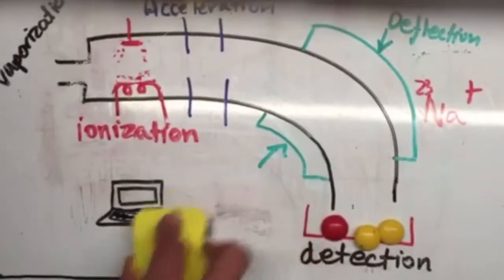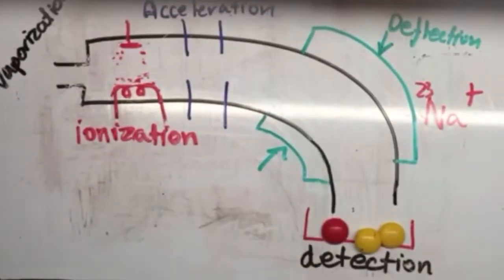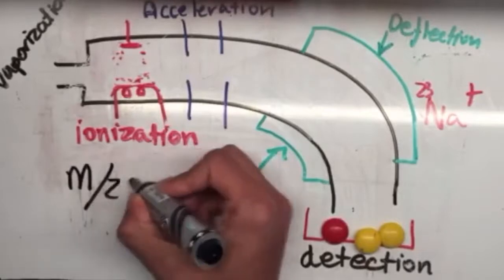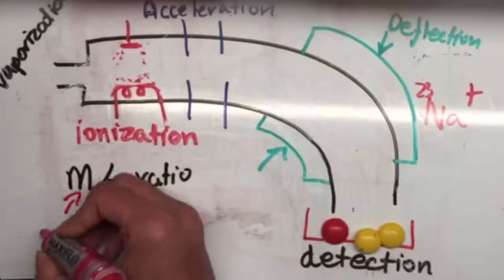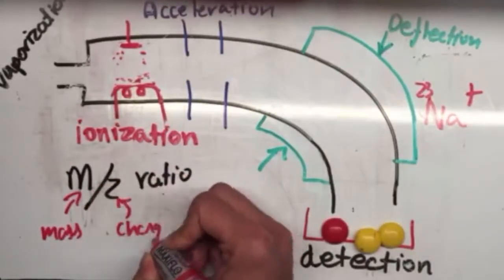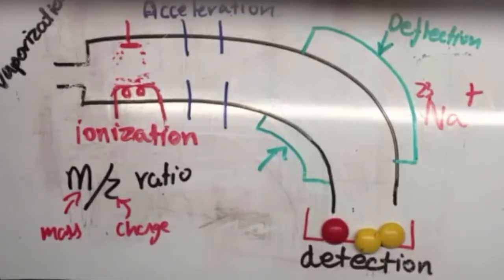One important thing to remember is that the amount an ion deflects is dependent upon the m/z ratio, where m is the mass and z is the charge. The greater the ratio, the more the ion will deflect. And there you have it, how to use a mass spectrometry machine to find the mass of an element.